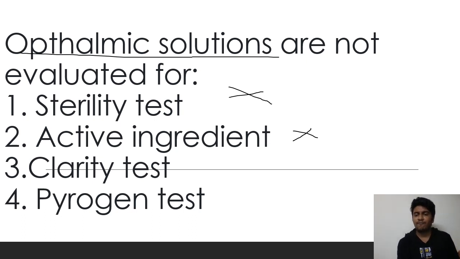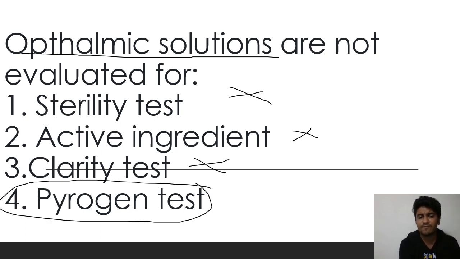Clarity. Of course, if the eye drops are opaque, if they are not clear, if there are particulate matters, it is going to irritate your eye cavity, your cul-de-sac. So let's eliminate this. Pyrogen test. This is a test that is specific for parenterals, that are entering directly into your bloodstream. So the answer will be pyrogen test.